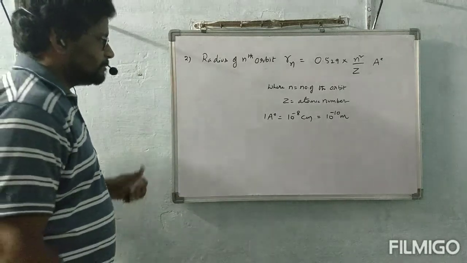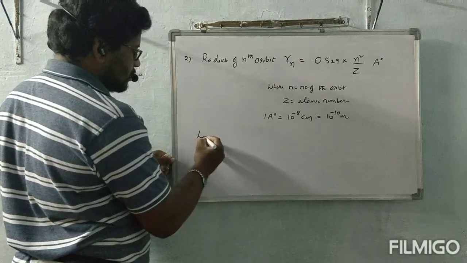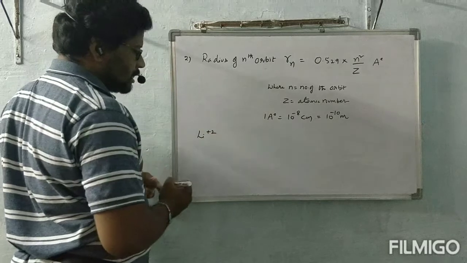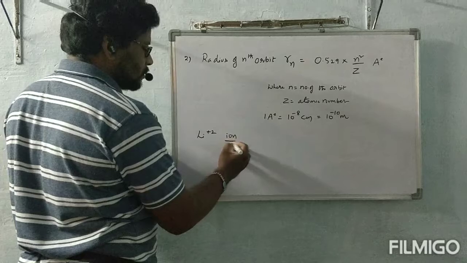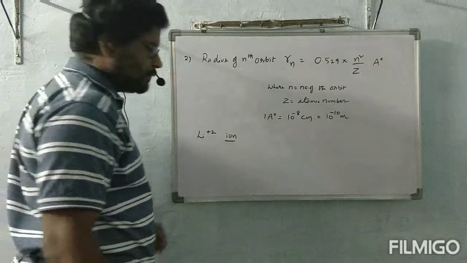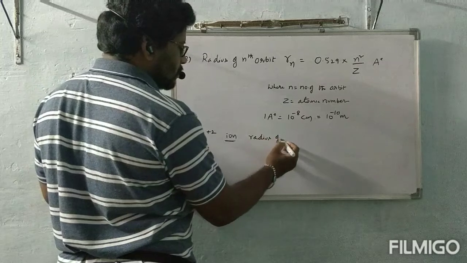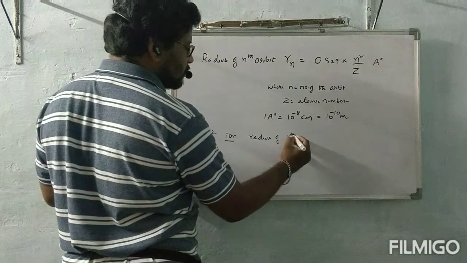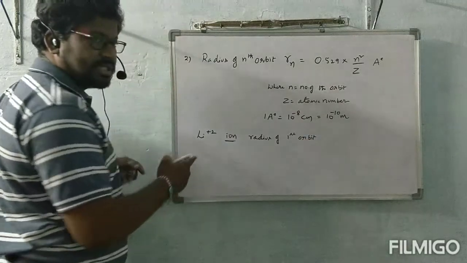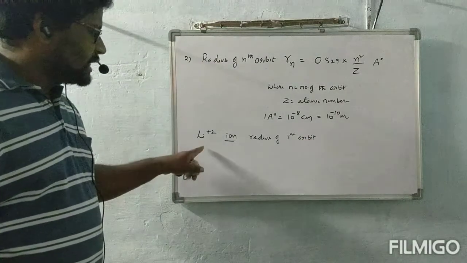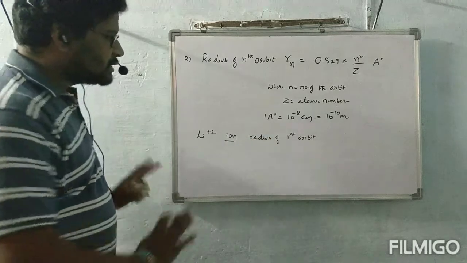Okay, now let us see. Li plus 2 ion is given. They asked the radius of the first orbit for this Li plus 2 ion. Like this the question is given.